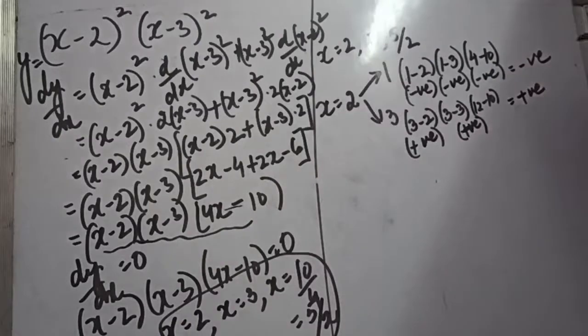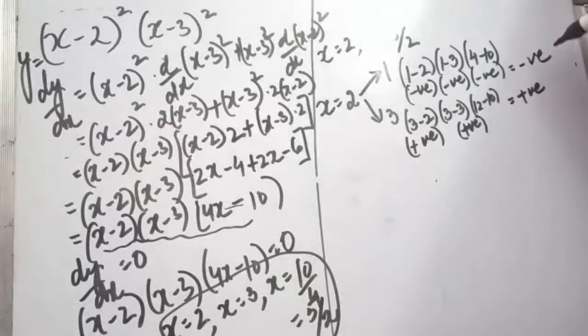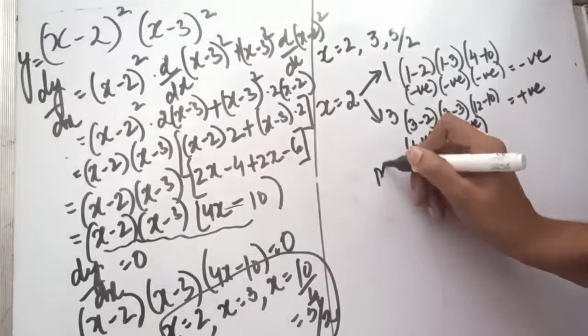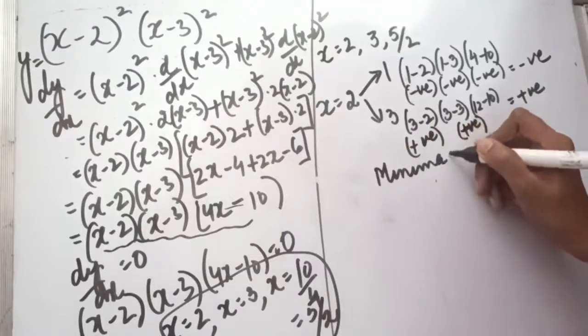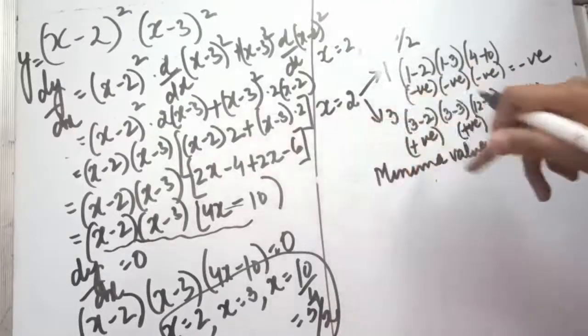So now here you can see the sign has changed from negative to positive. If you observe it carefully, you will see that sign from negative to positive. Now we have seen that when sign changes from negative to positive, it is showing a minima value. So x is equal to 2 will be showing you a minima value.